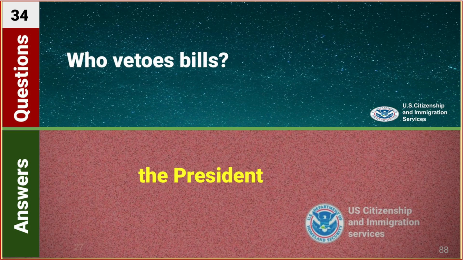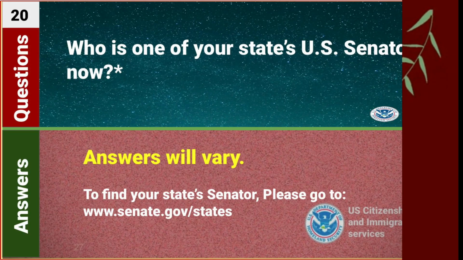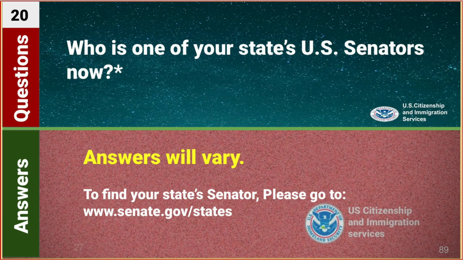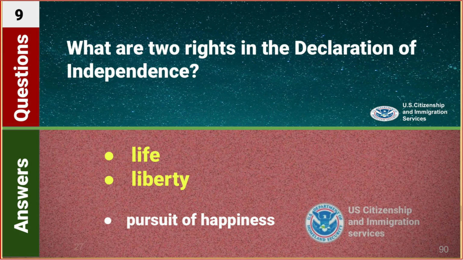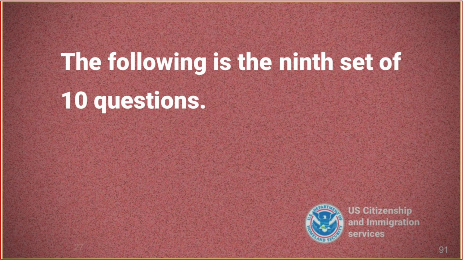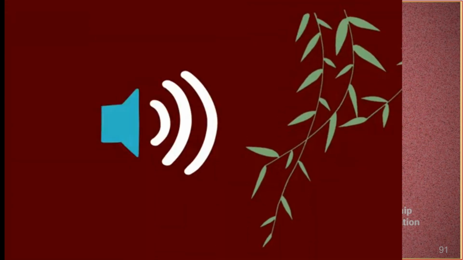Who vetoes bills? The President. Who is one of your state's U.S. senators now? Answers will vary. What are two rights in the Declaration of Independence? Life, liberty.